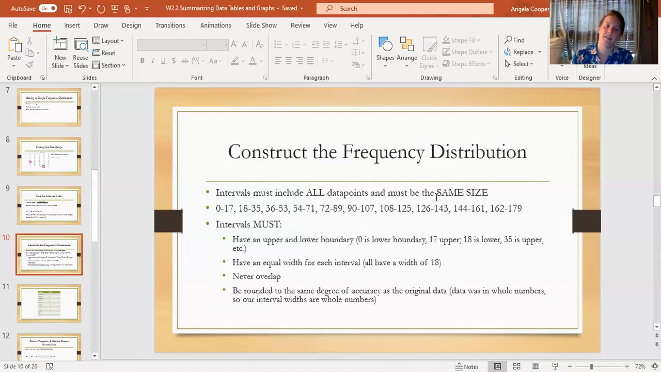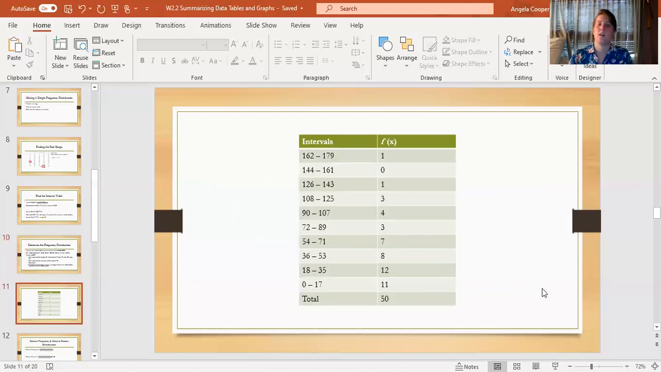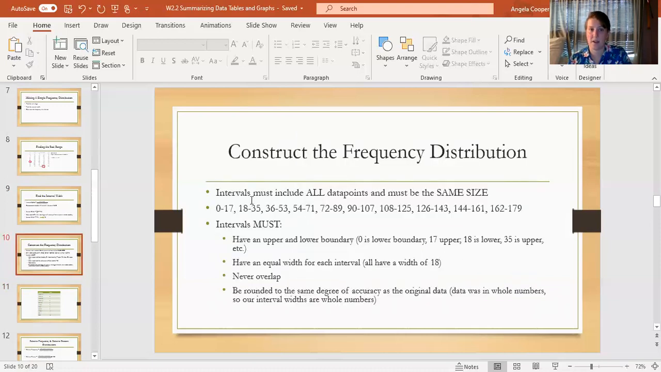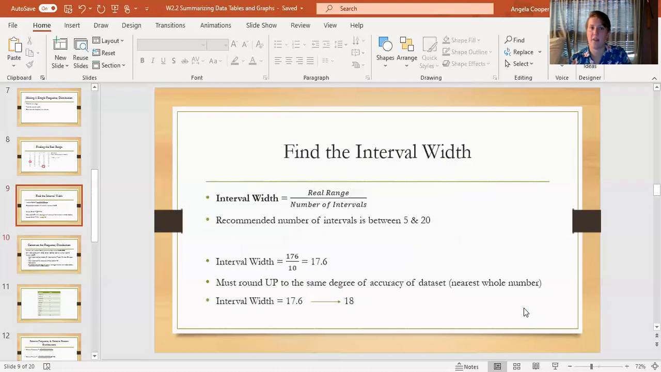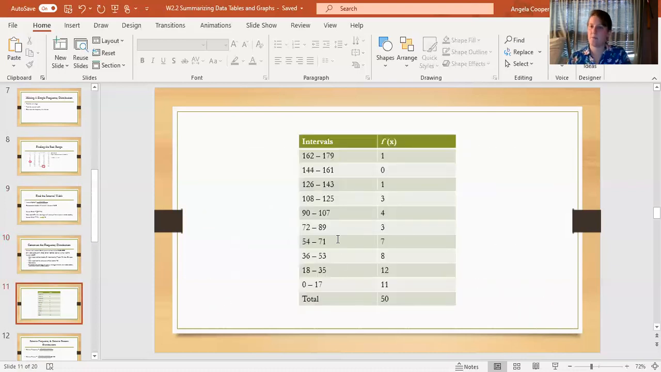And again, these are rounded to the same degree of accuracy. So if you have whole numbers, you're going to round those interval widths from 17.6 to 18, like we did previously. So once we have all of these intervals, these are all the intervals from here. So 0 to 17, 18 to 35, etc. We can put them in this table. And then once we have the intervals all lined up like that, it's as simple as, okay, how many kids watch TV from 0 to 17 minutes a day?